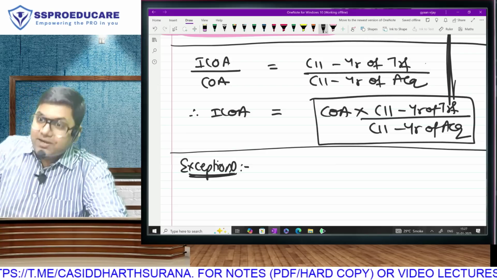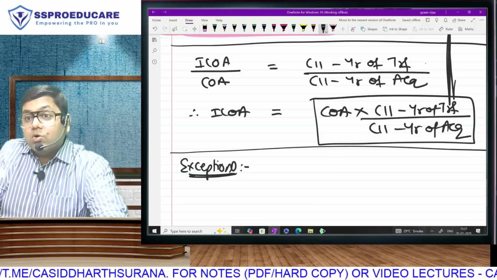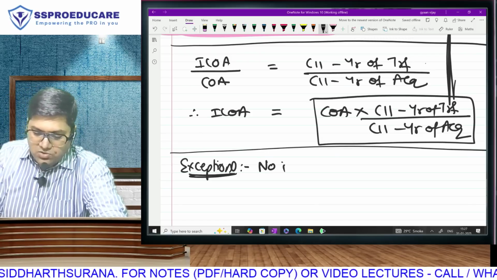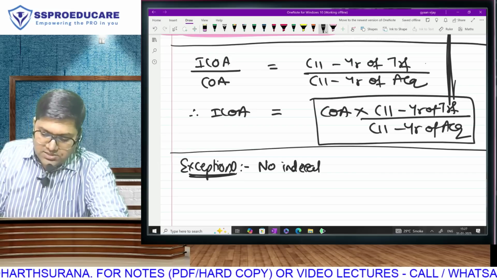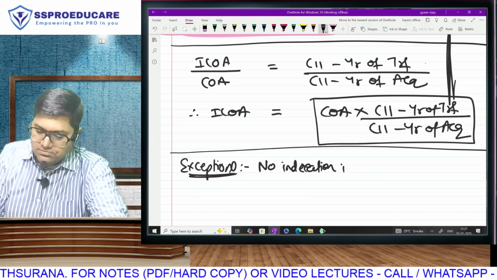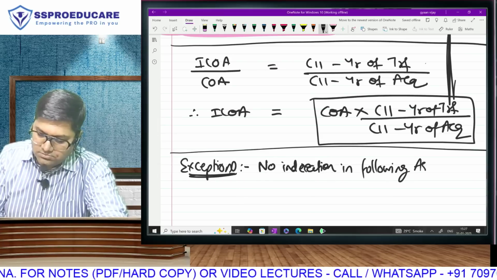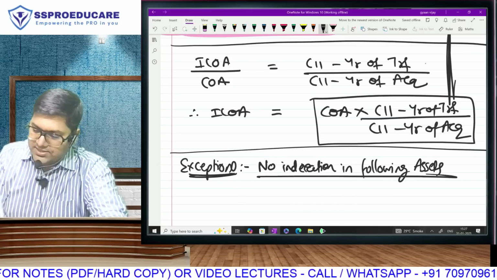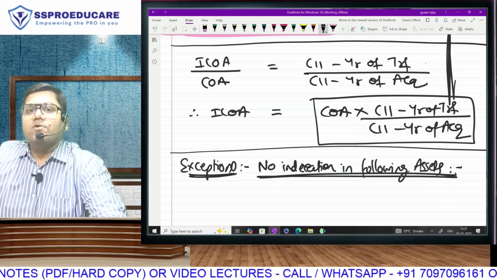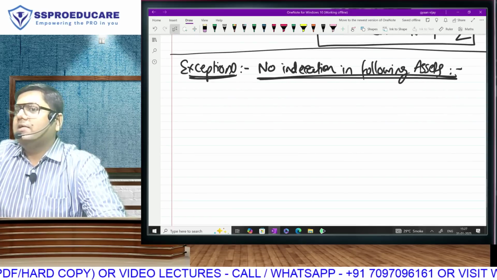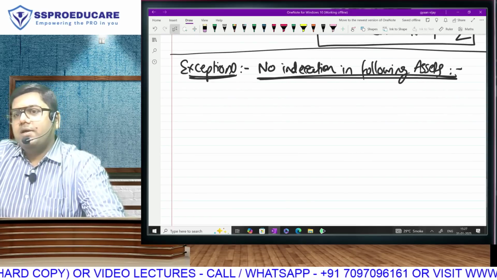Sometimes is many times. You get indexation on long term, but sometimes you won't get any indexation. Following assets, you won't get any benefit of indexation.